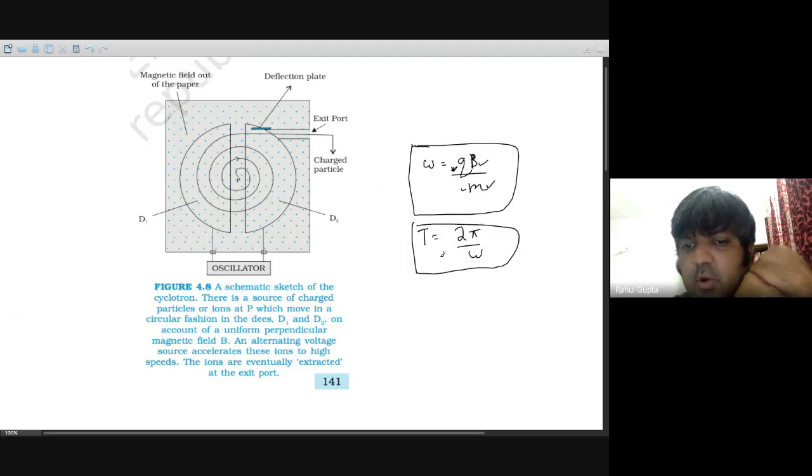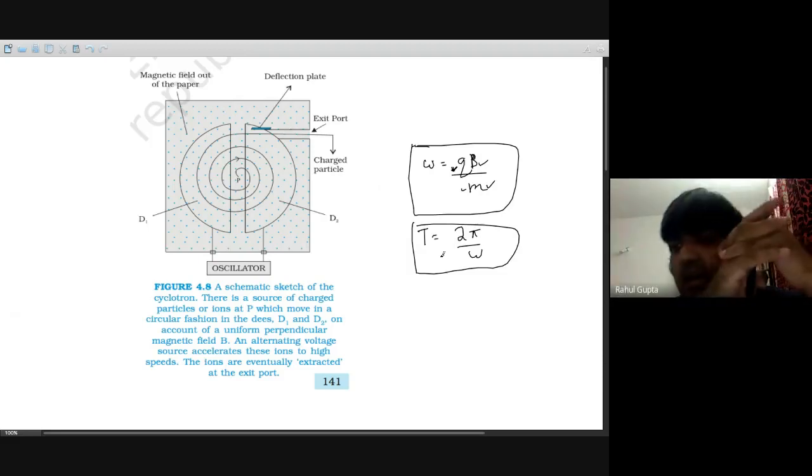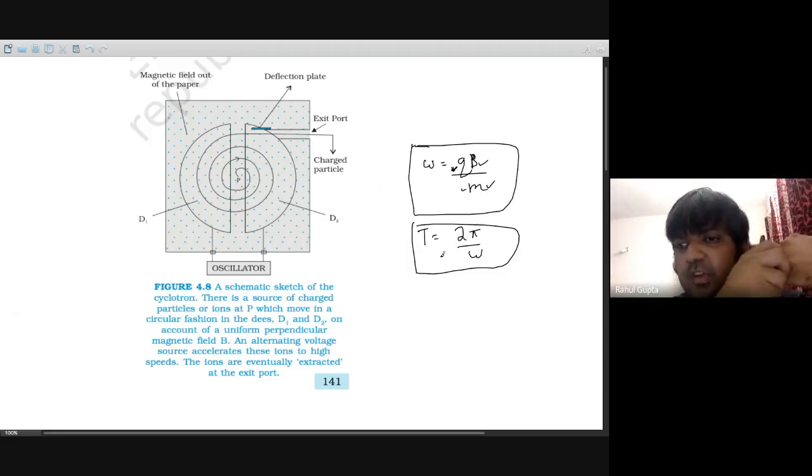Is that good enough for now? You get that part? That if somehow in any setup we can maintain the magnetic field constant, then q and m will anyways be constant. As a result, the angular velocity, or time taken to complete one circle for a moving charge, will remain constant.